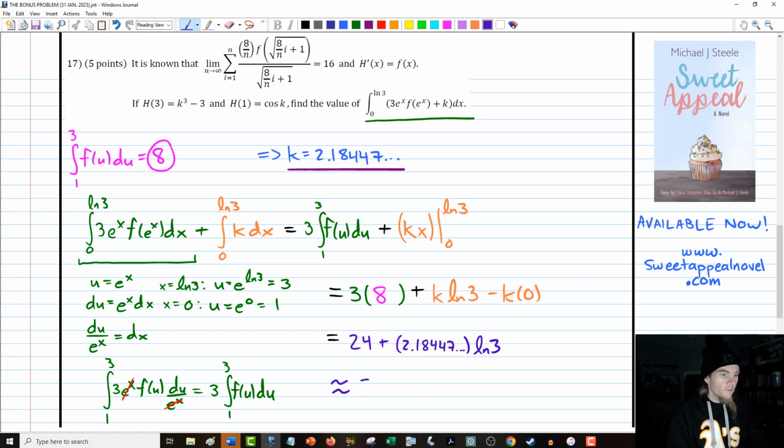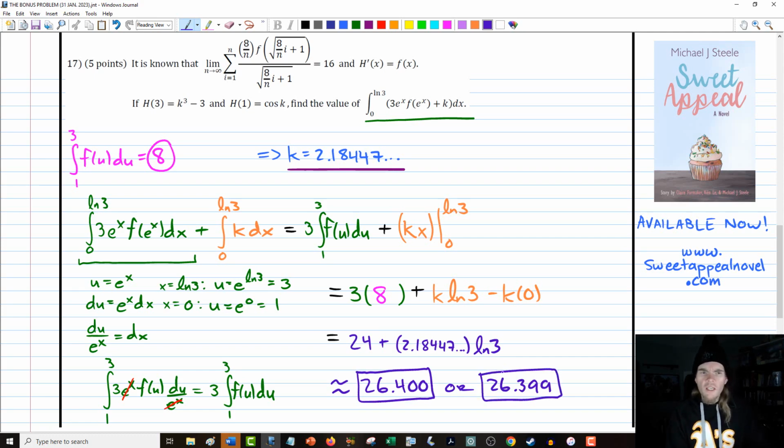So we could write that as 26.400 or 26.399. So there is the answer to that second bonus question. This was, again, as I mentioned earlier, the second period version. The other ones all got modified a little bit, but the process would be exactly the same. And if you want to check your specific answer with me, you can, although you can walk it through at this point and get there.